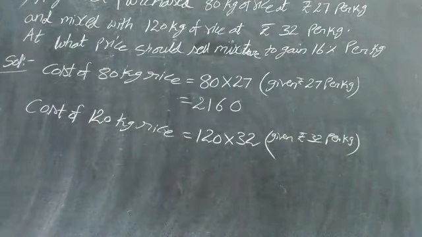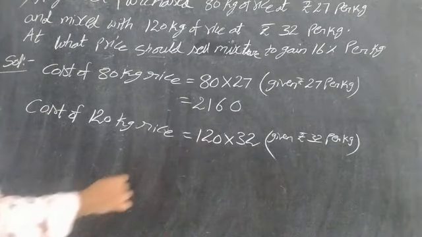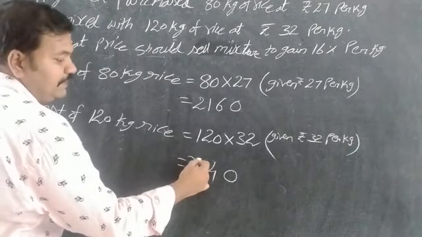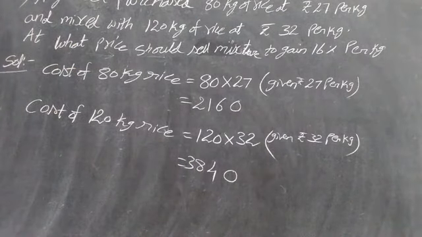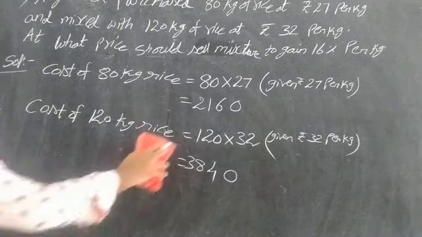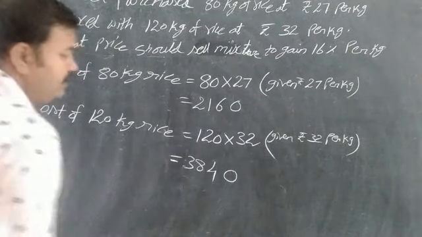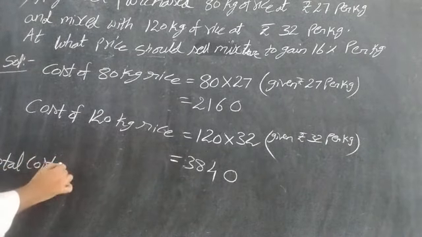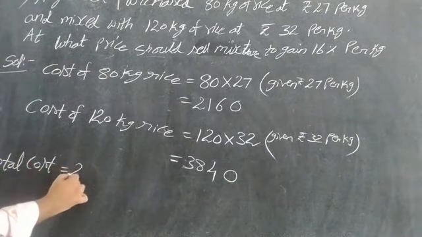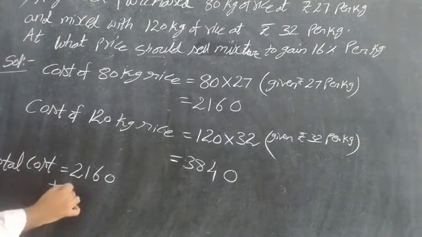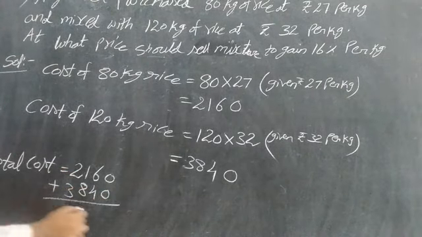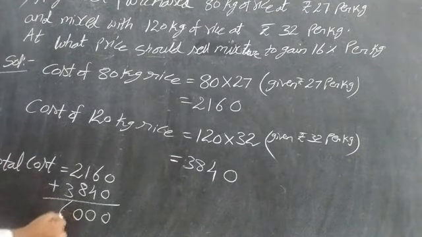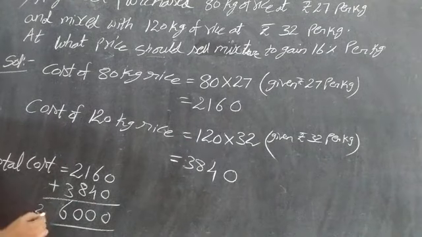Now multiplication using the 12 table. 12 2s are 24. 12 3s are 36. 36 plus 2 is 38. 3840. That is 3840. Total cost is equal to 2160 plus 3840, that is 6000. Total cost is 6000 rupees.